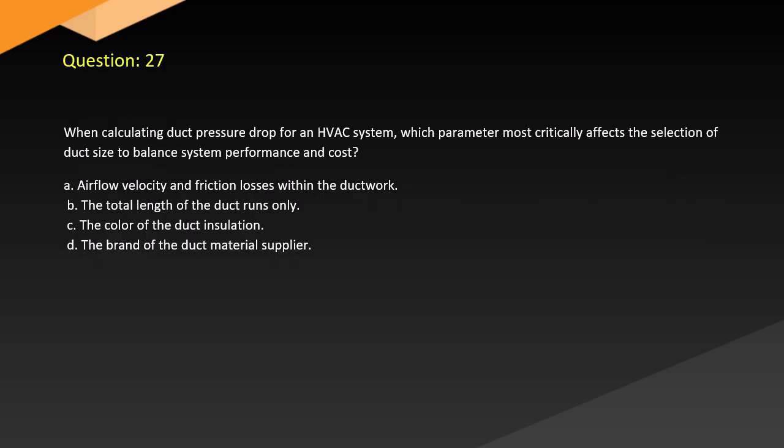Question 27. When calculating duct pressure drop for an HVAC system, which parameter most critically affects the selection of duct size to balance system performance and cost? A. Airflow velocity and friction losses within the ductwork. B. The total length of the duct runs only. C. The color of the duct insulation. D. The brand of the duct material supplier.